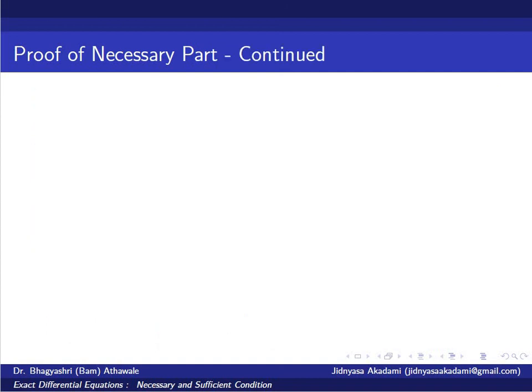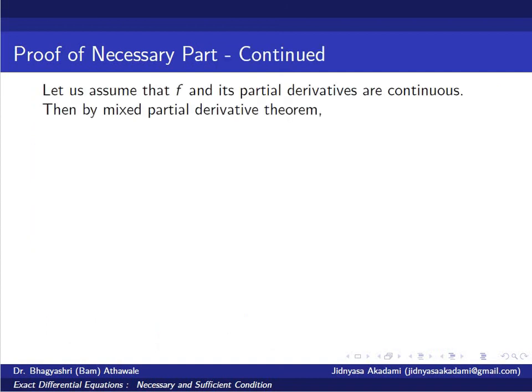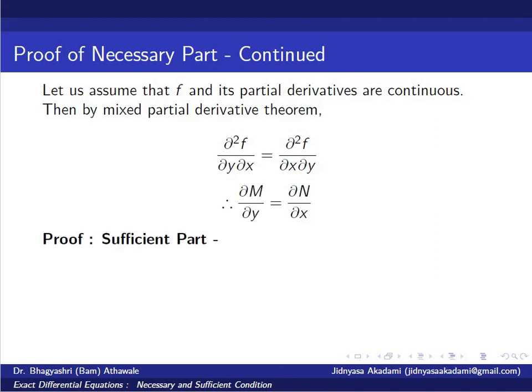We assume that our function f is continuous and its partial derivatives are also continuous, and it's okay because it is a solution of that differential equation. Then by mixed partial derivative theorem, these two derivatives are equal. Since they are equal, ∂M/∂y and ∂N/∂x are also equal, and that is the proof of necessary part.